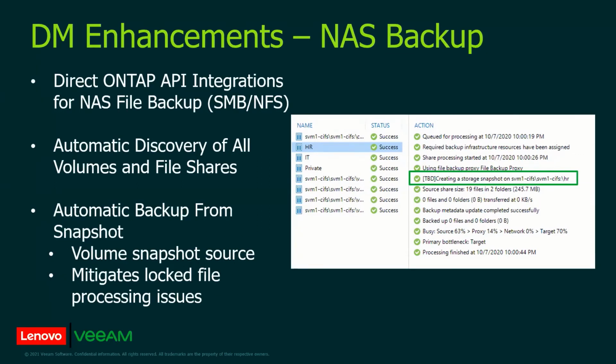We can overcome that by backing up from a storage snapshot. In the case of ONTAP, we've completely automated this so that it's something you don't have to set up as the backup administrator. It's automatically going to do this. If you don't want it to do this for whatever reason, and I can't imagine what those would be, then you'd have to explicitly disable this in the registry on your VBR server. But again, this will take care of any issues that you might have with locked files during your NAS backup processing.